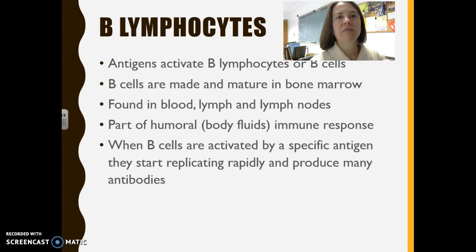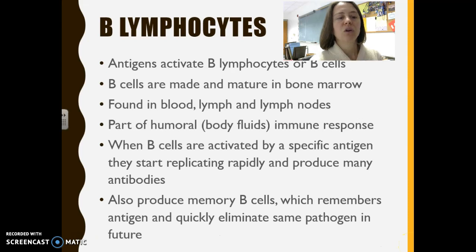When B cells are activated by a specific antigen, they start replicating rapidly and produce many antibodies, like a bunch in a second. Each B cell has its own lock, and when the specific antigen that unlocks that lock gets activated, that's when the B cell starts replicating rapidly and producing lots of antibodies. When a B cell is activated, it will also produce memory B cells, which remember that specific antigen and are able to quickly eliminate the pathogen in the future.